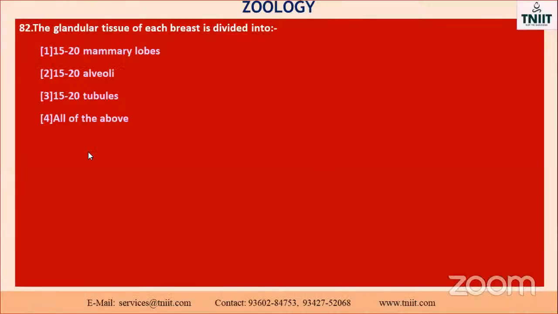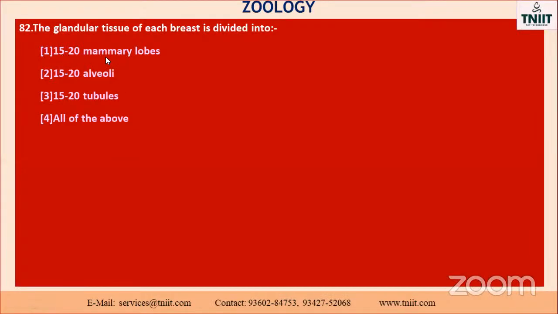Okay, go to the next one: the glandular tissue of each breast is divided into how many? 15 to 20 mammary lobes, 15 to 20 alveoli, 15 to 20 tubules. See the answer: all of the above are correct. So the mammary lobes are present, the alveoli are also present, and the tubules are also present. So the answer is 3.